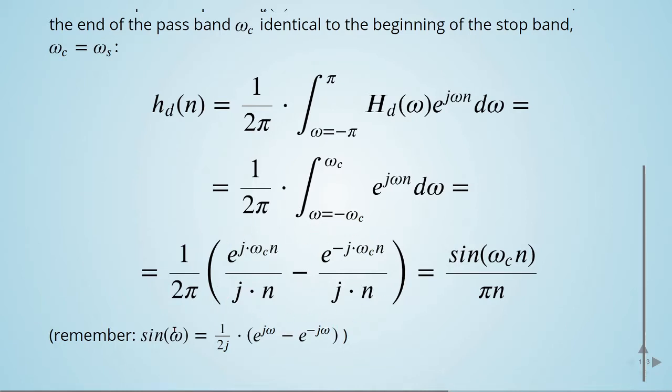We must remember this trigonometric property, that the sine of omega is equivalent to this sum of exponentials: 1 divided by 2 times j, the imaginary number, times e to the power of j omega minus e to the power of minus j omega. And if we replace this here, we have this. So the h desired of n equals the sine of omega c times n divided by pi times n.